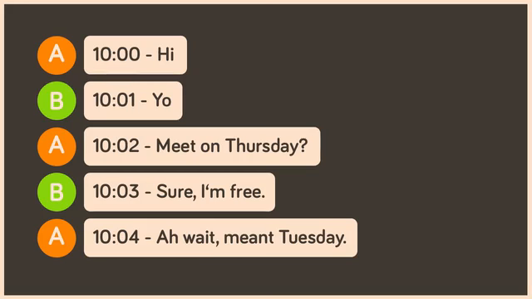So here's a really simple example. A chat between A and B. A says hi, B says yo, A wants to meet on Thursday, B says yep, I'm free, and then A notices, wait, I meant Tuesday. Now imagine B's second message, sure I'm free, was written while he was offline, or they were offline, on a train, in a tunnel or something.